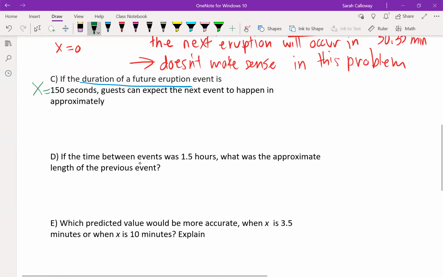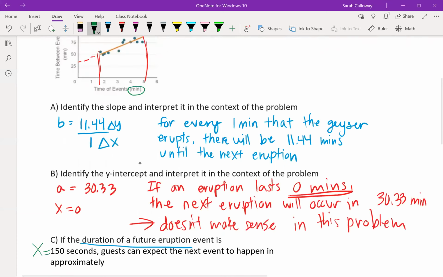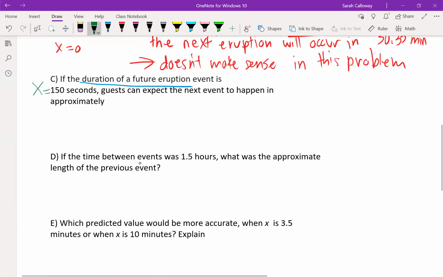One thing to notice though is that our units here are minutes. So we're given x in seconds. So what we have to do then is to figure out how many minutes this is. So if I know that there are 60 seconds in a minute, then if I divide this by 60, that'll tell me that x is approximately 2.5 minutes.